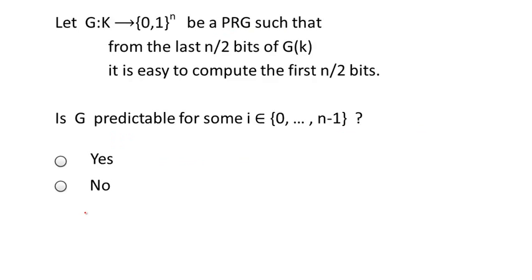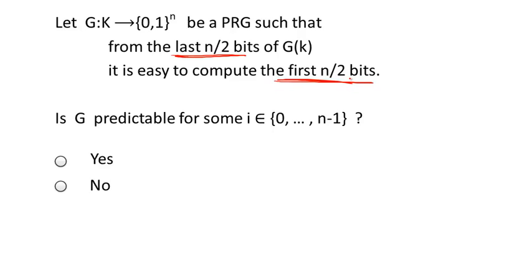Suppose I give you a generator, and I tell you that given the last n bits of the output, it's easy to compute the first n bits of the output. That's the opposite of predictability, right? Predictability meant given the first bits, you can produce the next bits. Here, given the last bits, you can produce the first ones. My question to you: does that mean that the generator is predictable? Can you somehow, from this fact, still build a predictor for this generator?